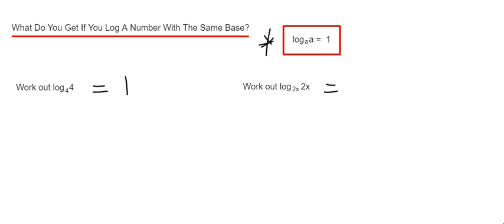So again, on the second example, then we've got log base 2x of 2x. So again, the base of the logarithm is the same as the number that we are logging. So again, the answer is 1.